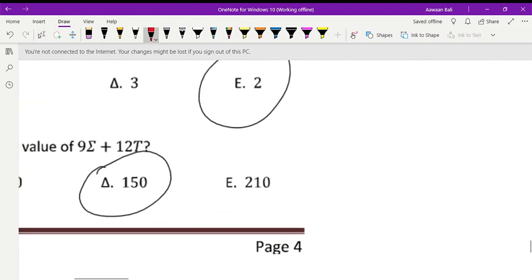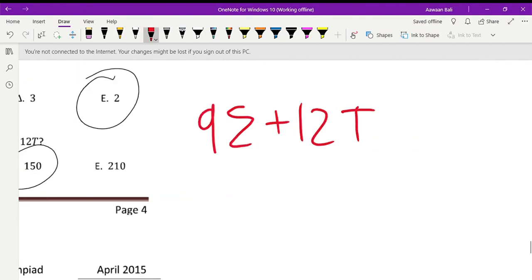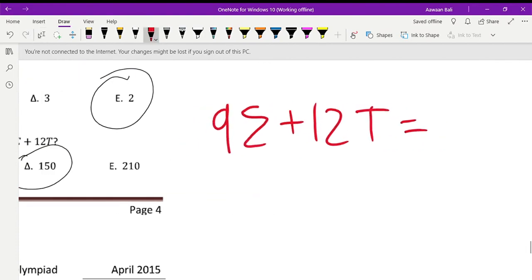Now it's asking the value of 9s plus 12t. Just to help you here, first you can pause the video and find it yourself. What can this be simplified into, the thing that we already know?